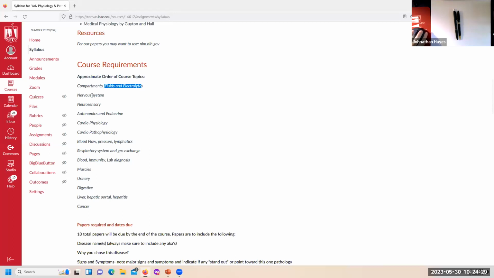Most of the rest of the time for this week and next week, we're going to be doing the nervous system, and that's probably where we'll take our first test, after autonomics and endocrine. So this will be kind of partitioned together, cardio down to the respiratory system and gas exchange. I think I'm going to put this together.